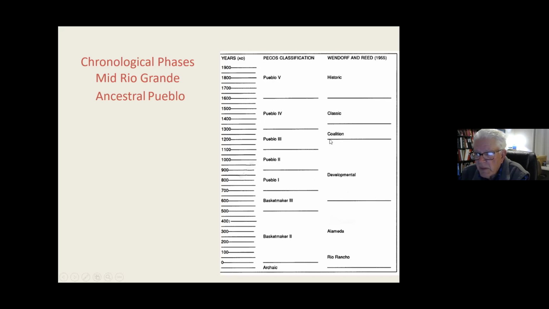It was a long developmental period. Coalition, which is basically P3, and Classic, which is almost identical to Pueblo 4 in the Pecos classification. And it's this period of time up to the 1680 Pueblo revolt, from 1300 to about 1680, that we're talking about here at Kuaua Pueblo. In other words, it's one of the very large and probably the best preserved of the classic or P4 Pueblos in the Rio Grande Basin. One of the very few that still exists that you can actually go visit.